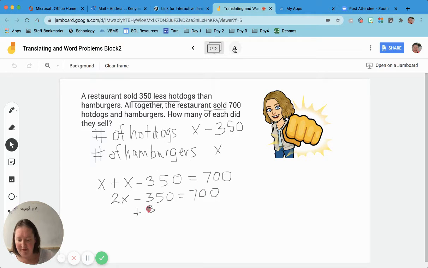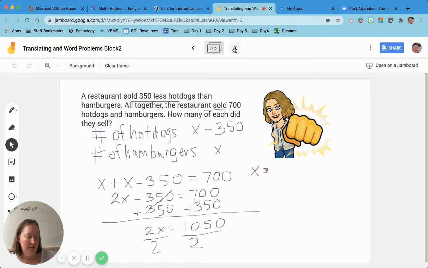Add 350 to both sides. So x is equal to 1,050. Divide by 2 on both sides. And what is x? x is equal to, is it 525? Yes, it is, 525. So I'm done.